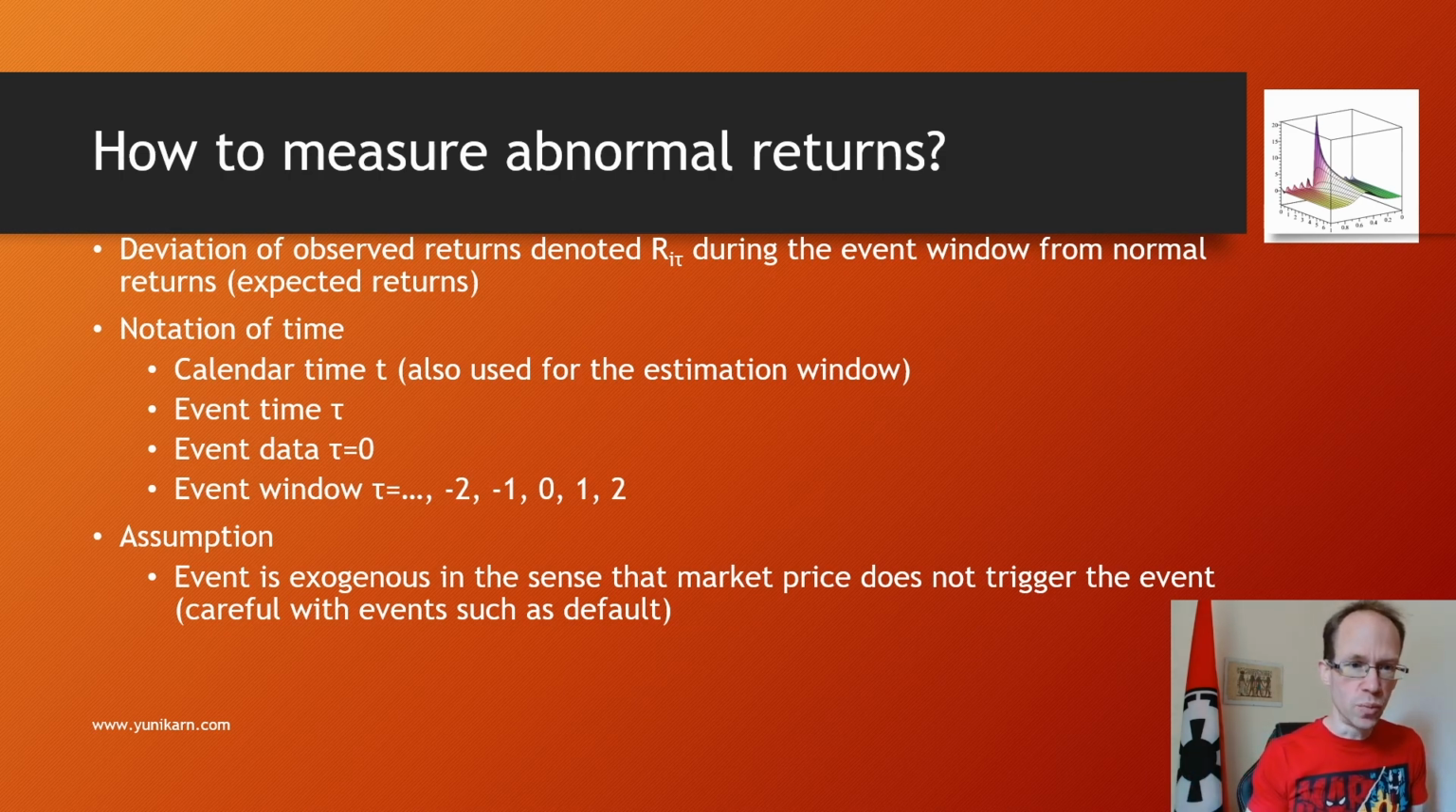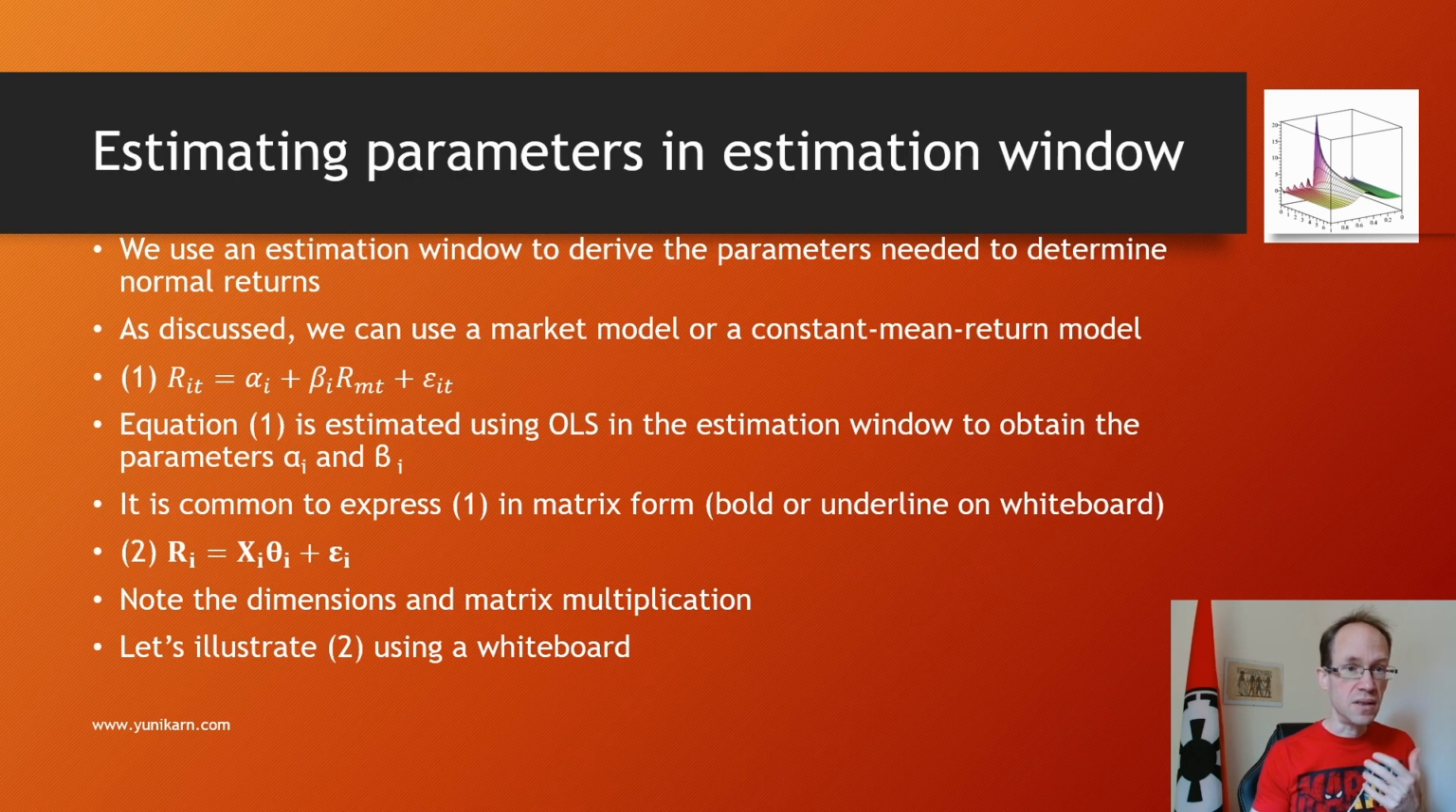Note that we assume that an event is exogenous in the sense that market prices do not trigger the event. Hence, one has to be careful with events such as defaults, as a drop in share price might trigger financial distress. We use an estimation window to derive the parameters needed to determine normal returns. As discussed, we can use a market model or a constant mean return model. Let's focus on the more common market model.